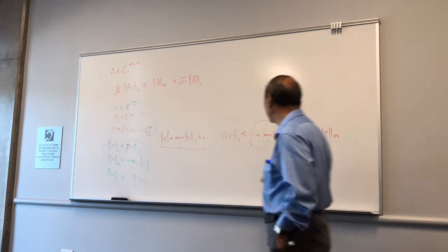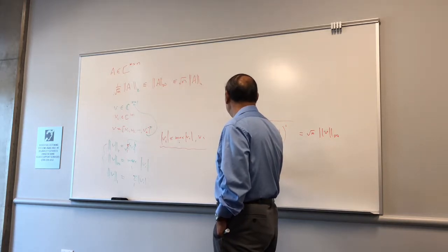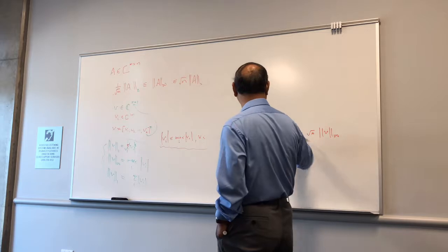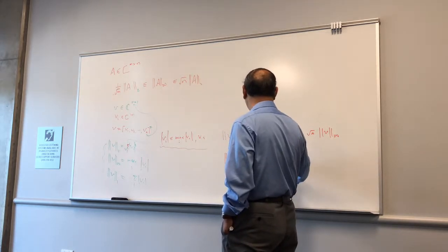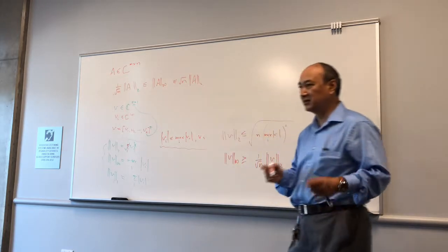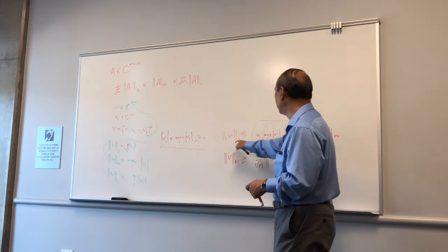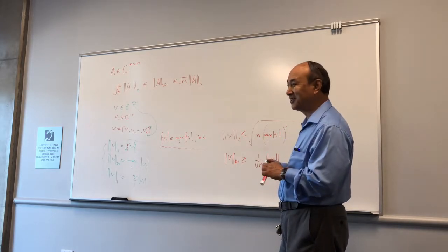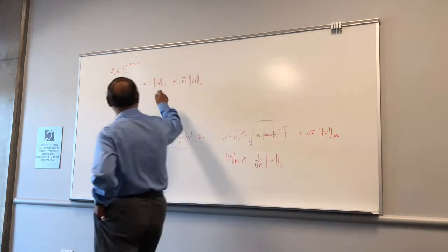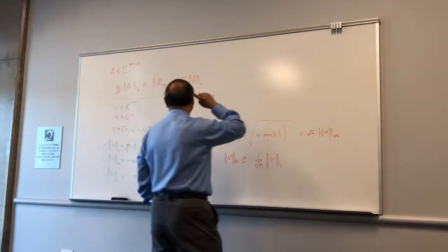So in other words, I can say that this infinity norm is greater than or equal to 1 over the square root of n times the 2 norm. Is that right? Yeah, this guy is greater than 1 over n, right? So are we closer? Let's pull out this guy. For this guy, we'll take a look.